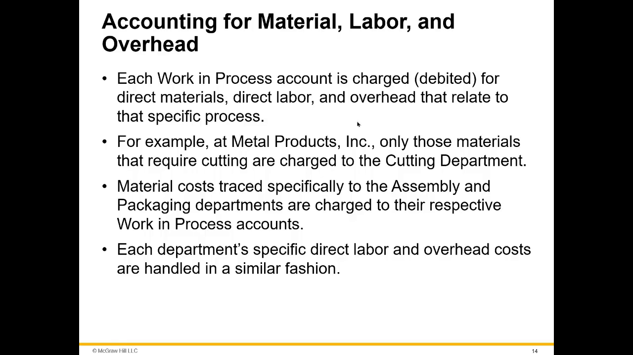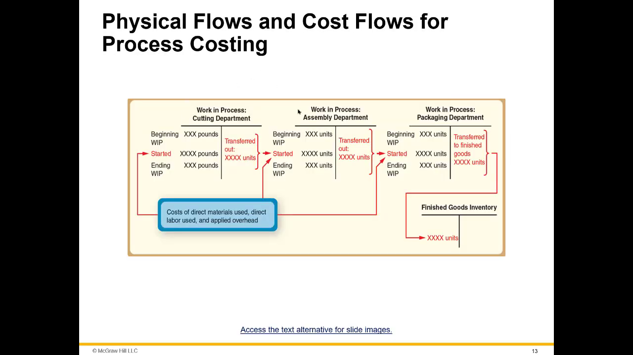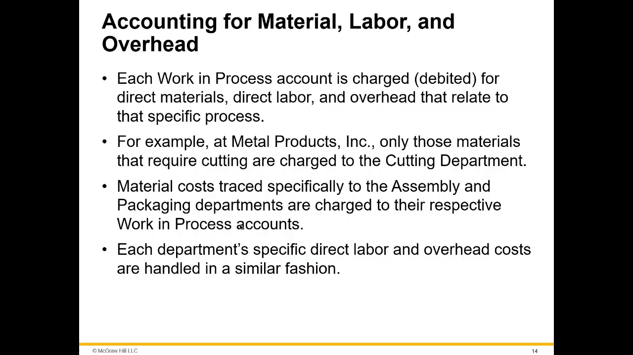In this way, it's similar to job costing. But for example, at Metal Products Inc., only those materials that require cutting are charged to the cutting department. Any material costs traced specifically to the assembly and packaging department are charged in their respective work in process accounts. And so you can see in each, those are tracked, but they're tracked in each of the various work in process accounts where materials, direct labor, and any applied overhead is used.